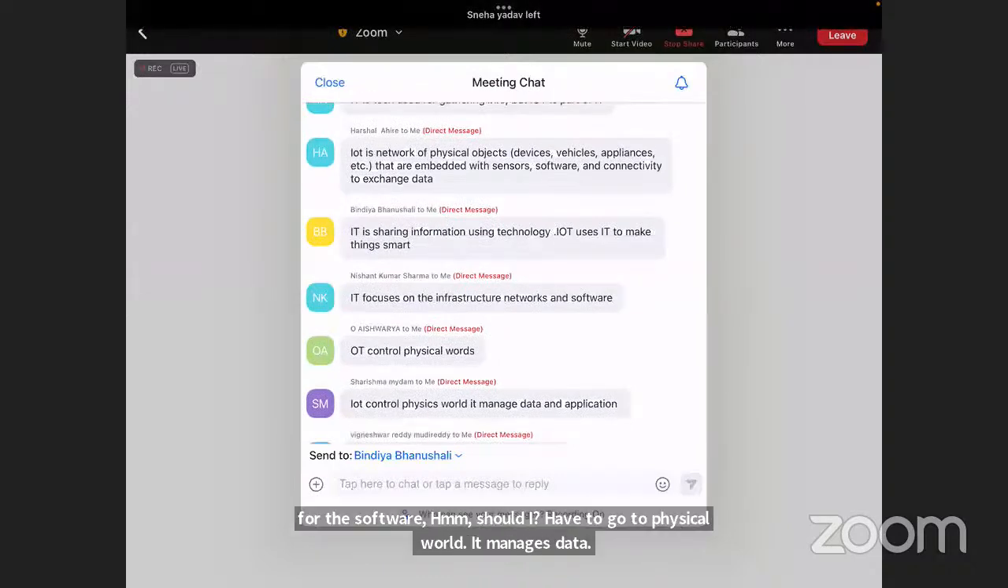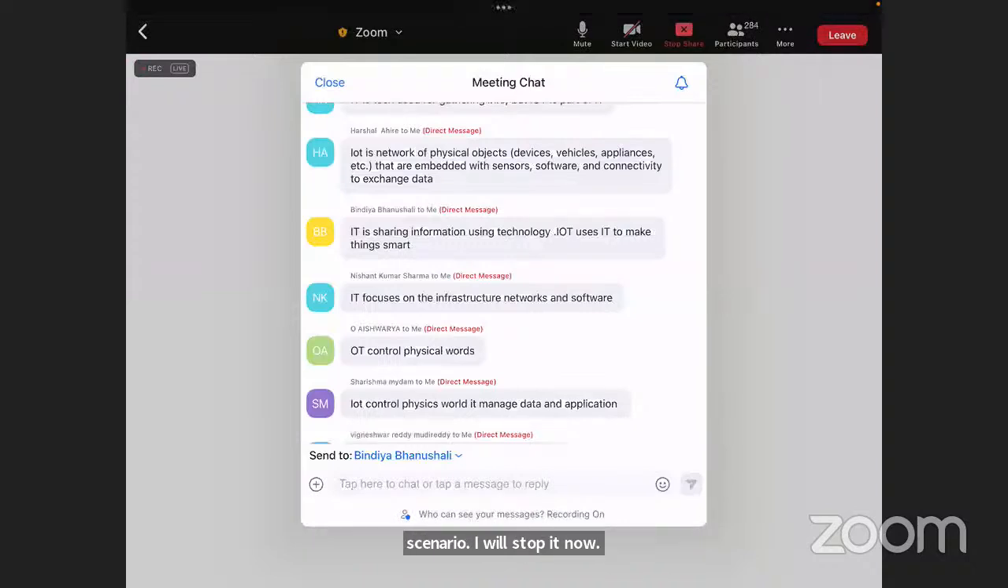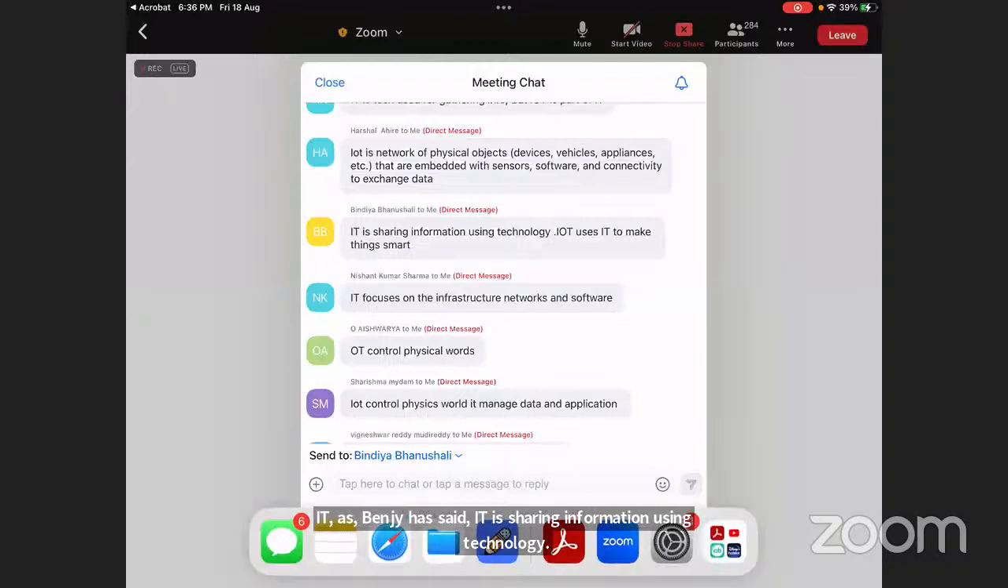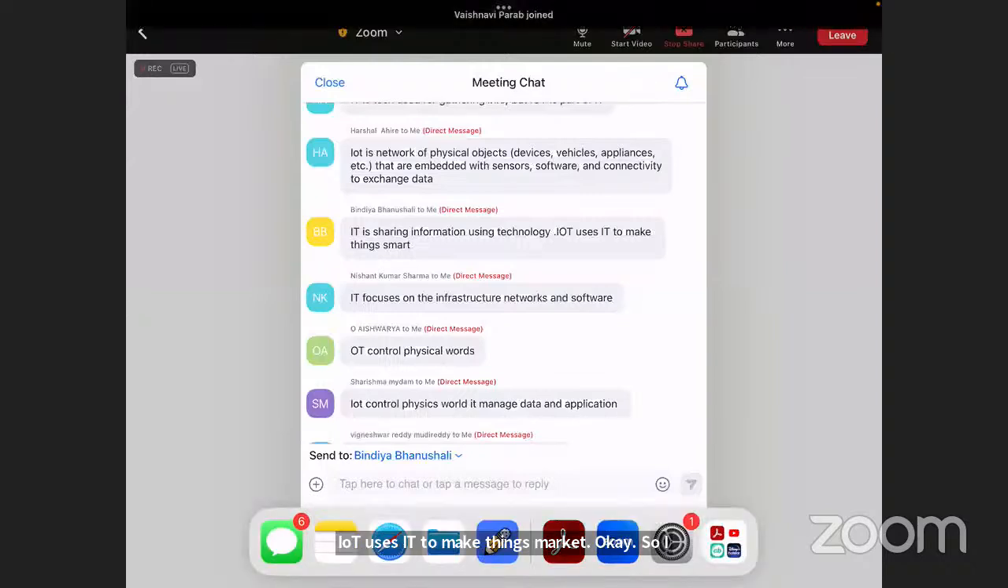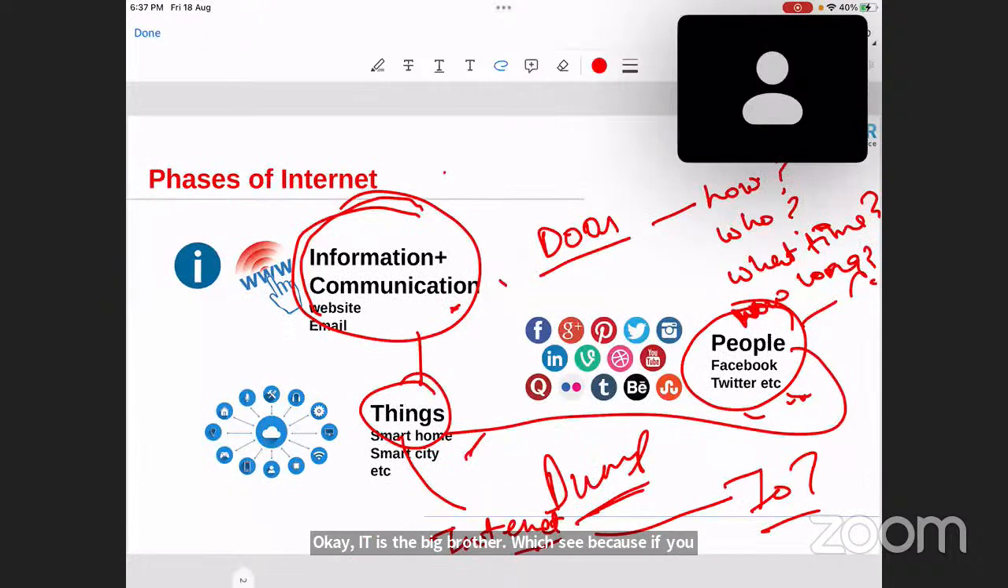I will stop it now. So IT, as Bindya said, is sharing information using technology. IoT uses IT to make things smarter. Okay, so IT is the big brother here. IT is the big brother, because if you see this one, information communication comes first, right?